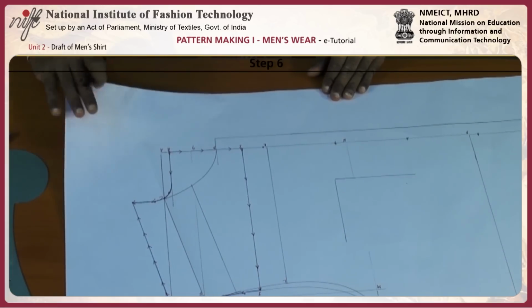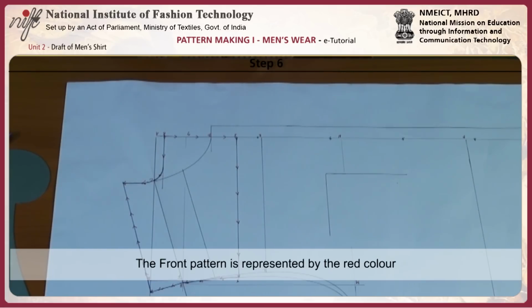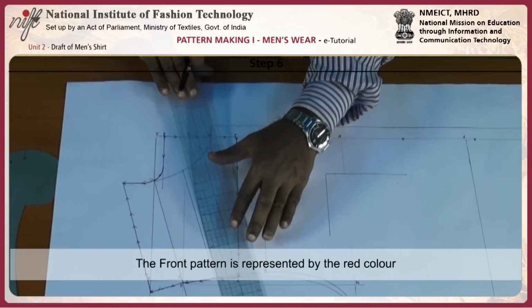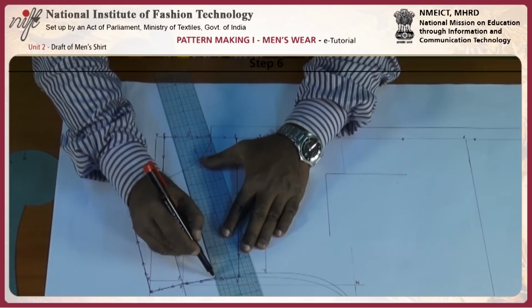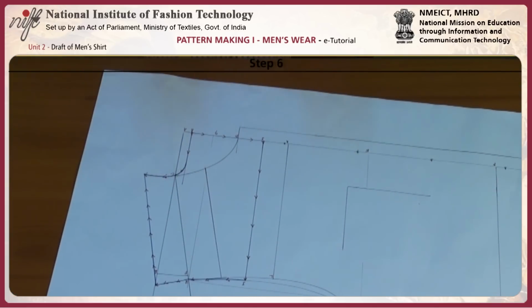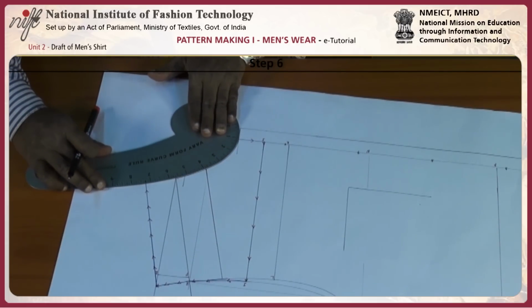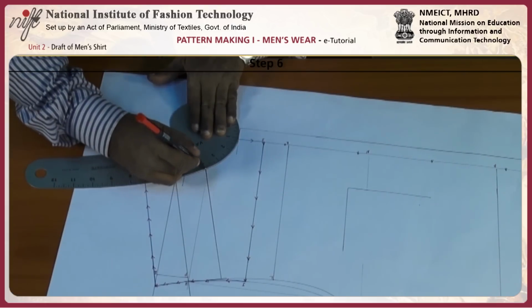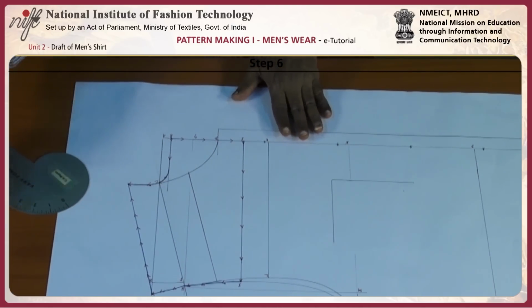Now moving to the front pattern, I'm going to represent it with another color, red. You can easily make out the pattern. Red indicates the front pattern piece or front pattern, which can be cut to have left and right.